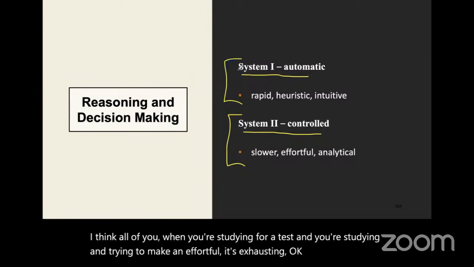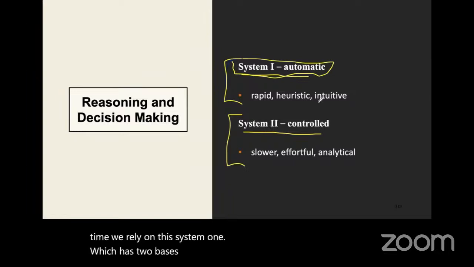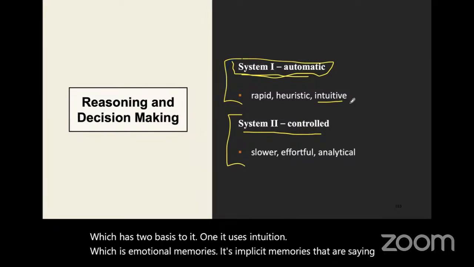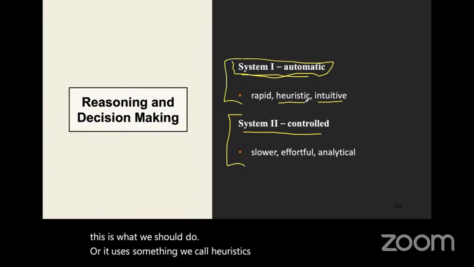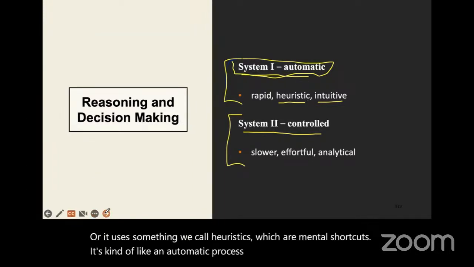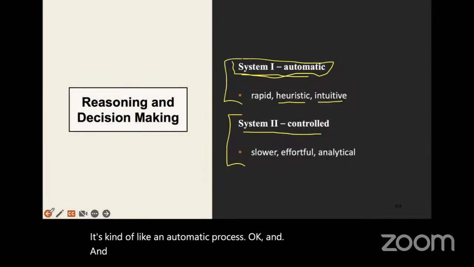So most of the time we rely on this system 1, which has 2 bases to it. One, it uses intuition, which is emotional memories. It's implicit memories that are saying this is what we should do. Or it uses something we call heuristics, which are mental shortcuts. It's kind of like an automatic process, okay? And some of these heuristics can lead us to a biased behavior or kind of an illogical system.